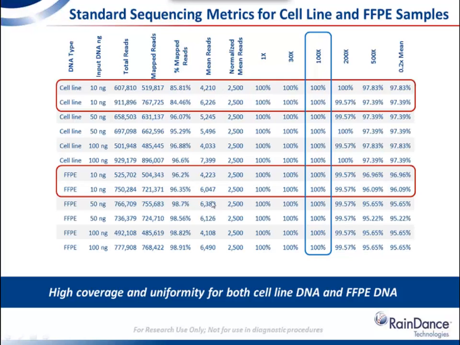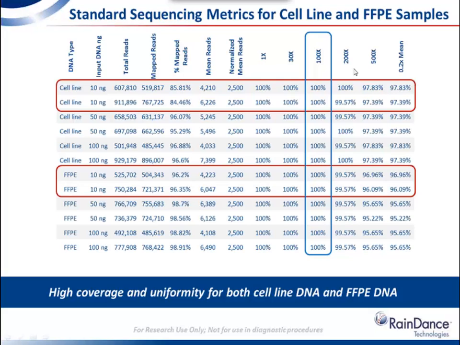To the right of that, you have the mean sequencing reads per amplicon. These are the actual numbers. But what we like to also do is normalize to 2,500 reads. What that allows us to do is compare coverage between different runs where there might be a different number of samples per MiSeq sequencing run.